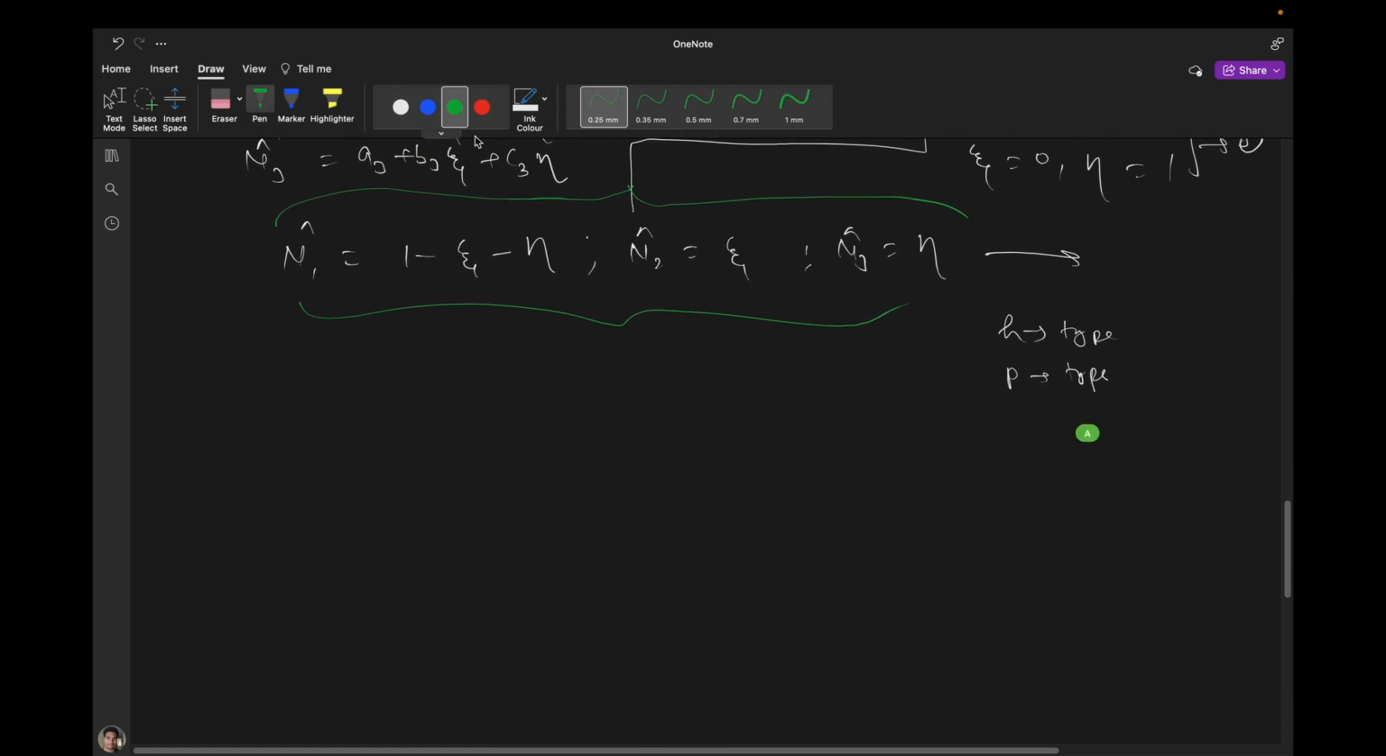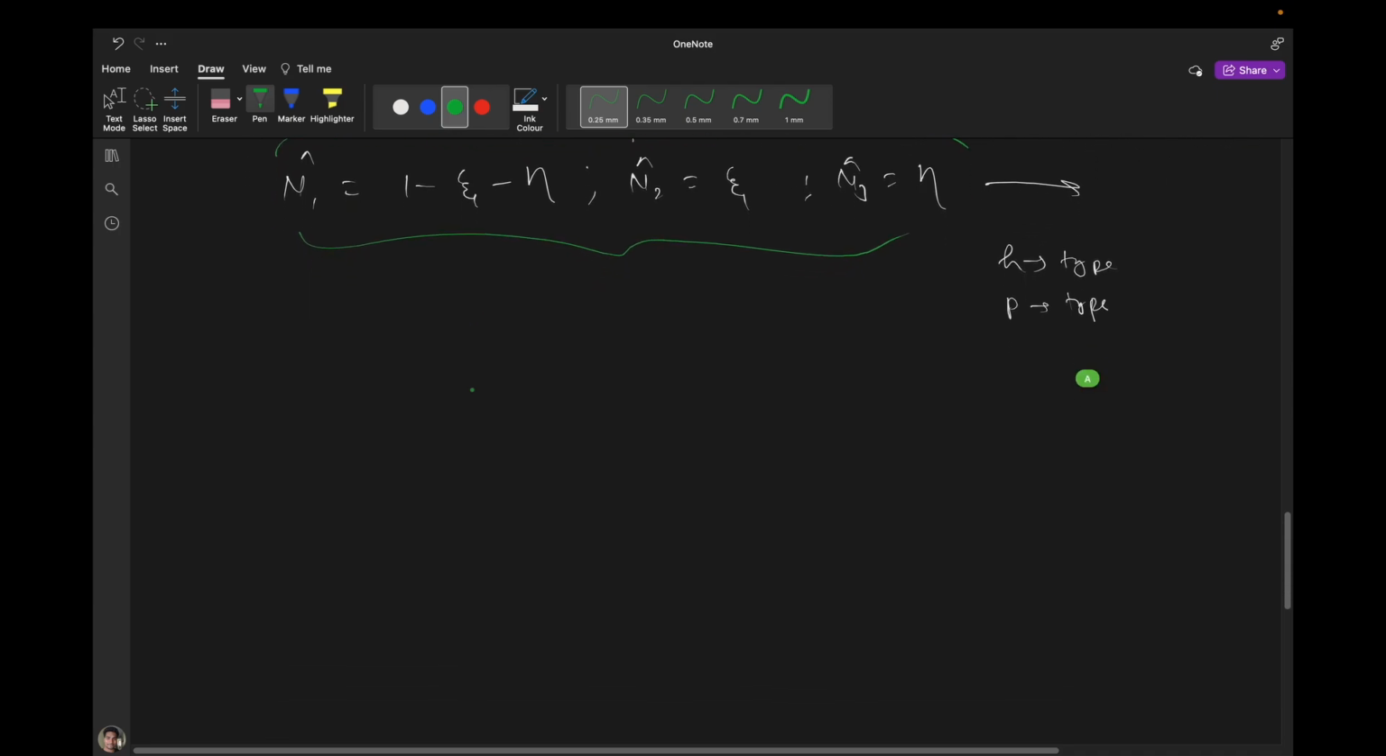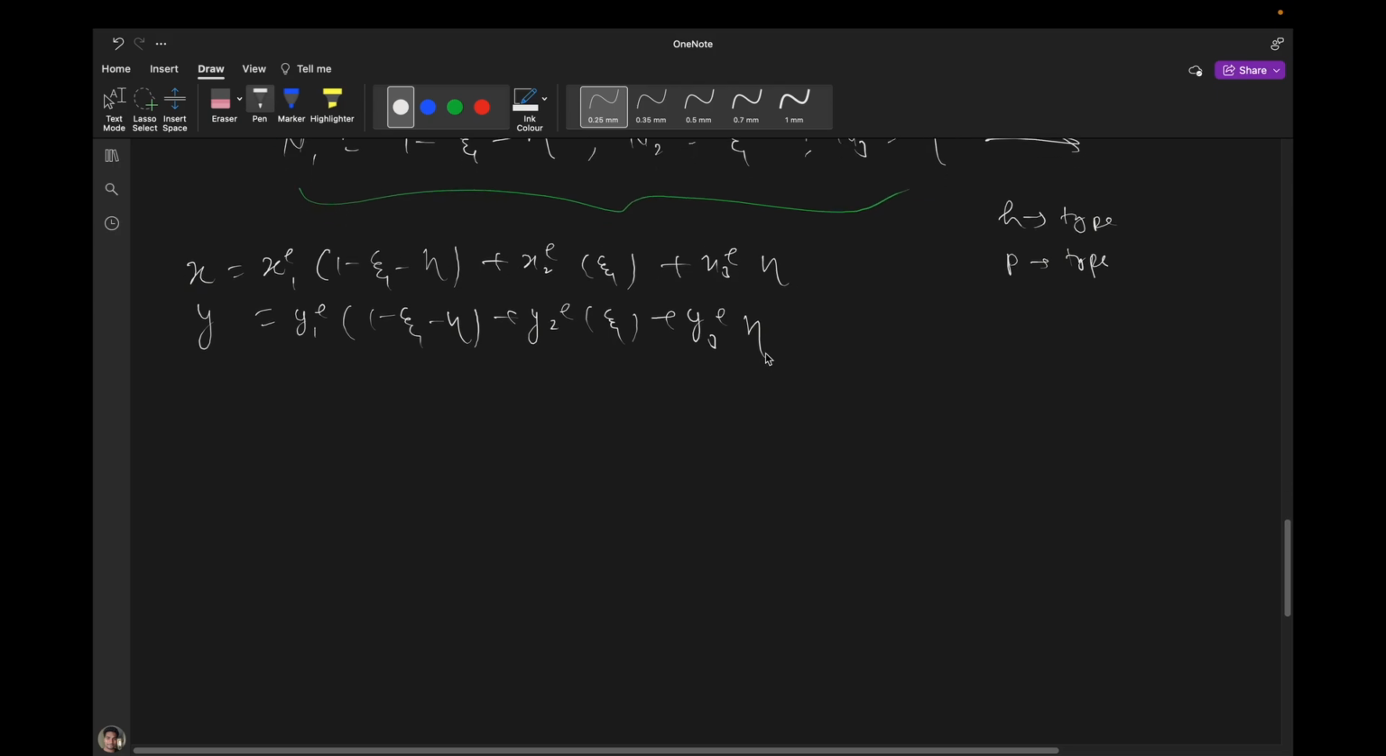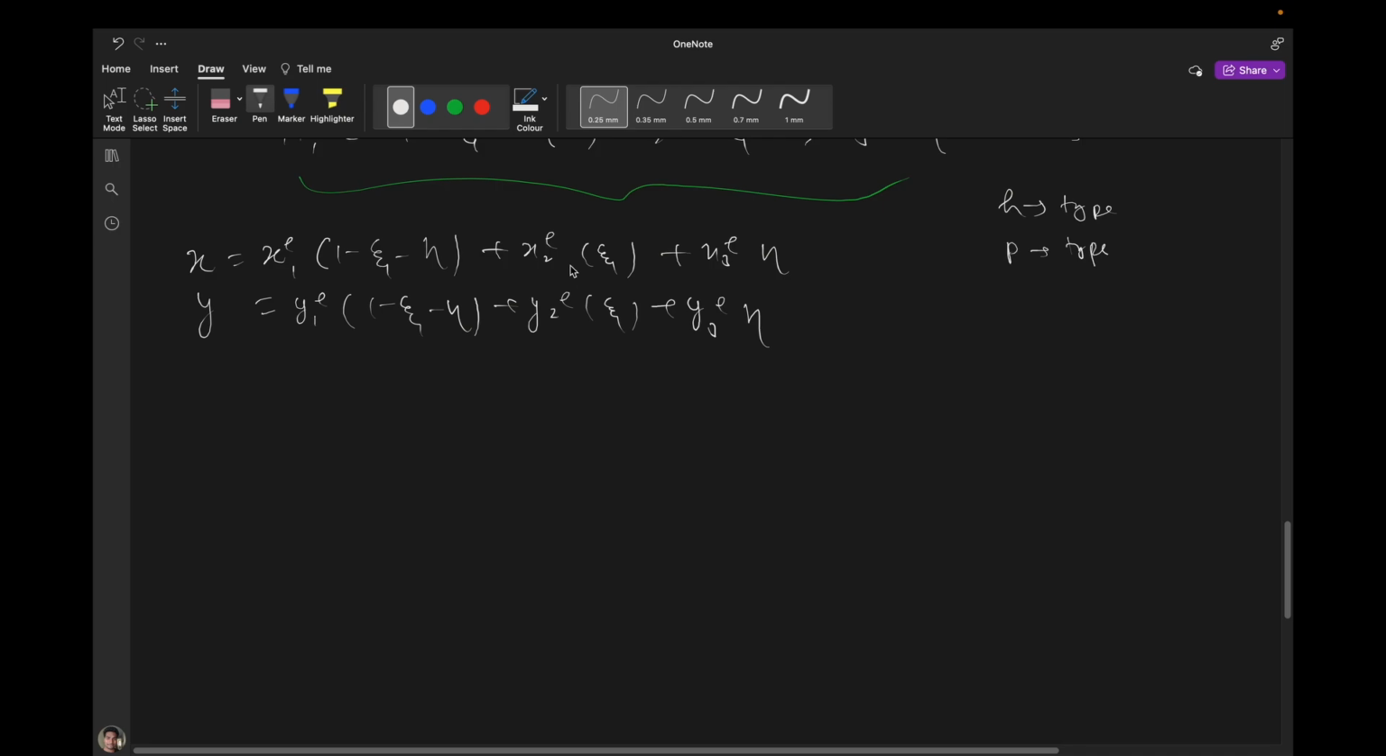Here we already know N1, N2, N3, and we can easily write x as x1e times (1 minus xi minus eta) plus x2e xi plus x3e eta, and similarly y equal to y1e (1 minus xi minus eta) plus y2e xi plus y3e eta. While doing the double integral, we need to convert the variables from the physical domain to the master domain.